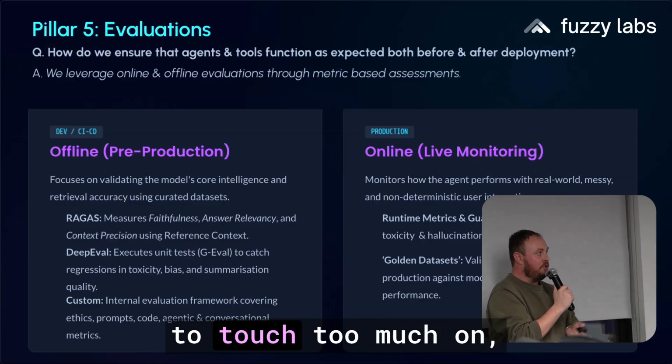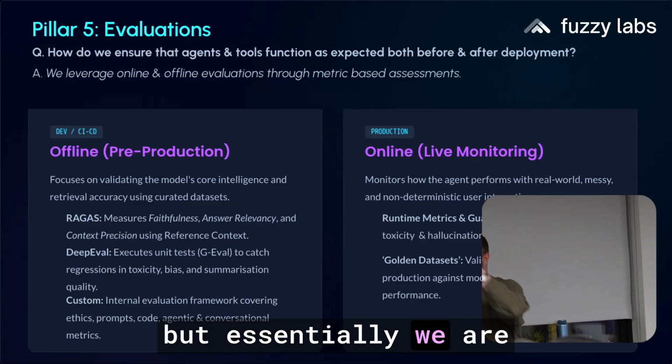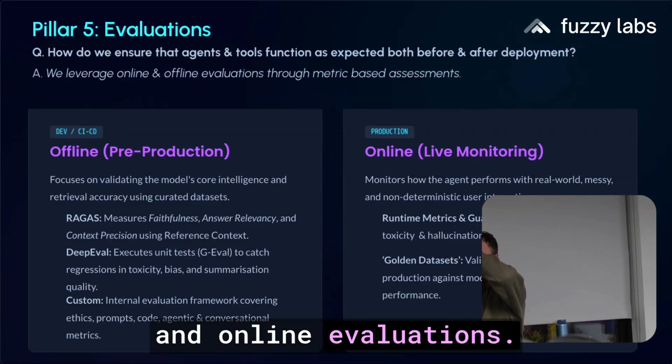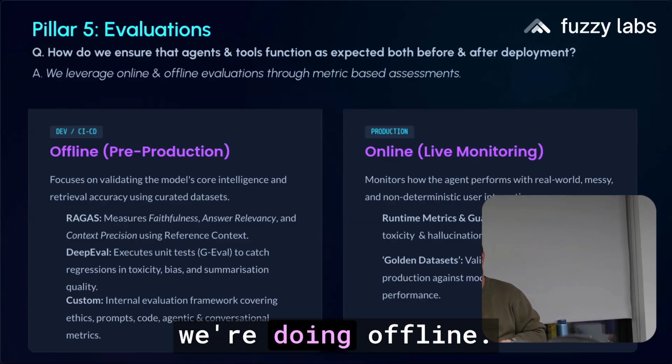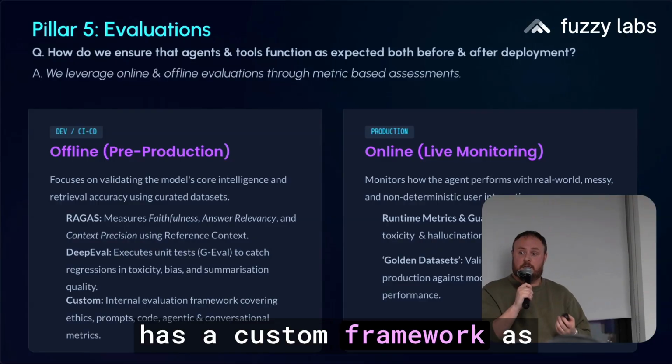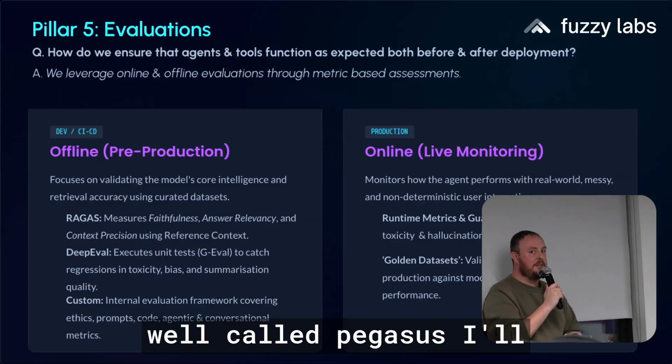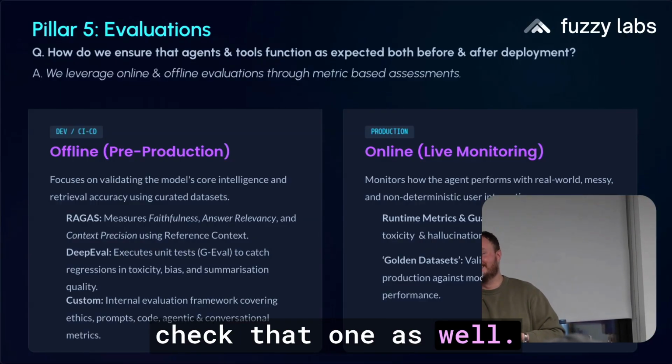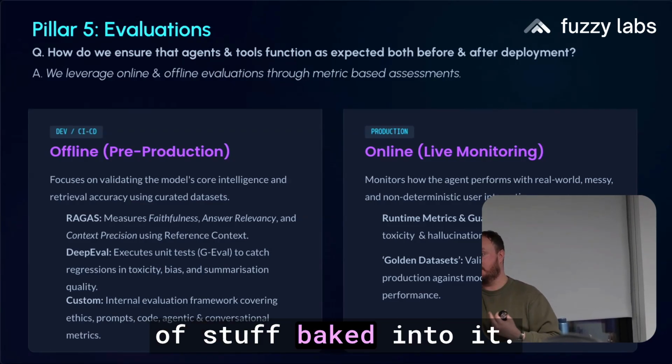Evaluations, I'm not going to touch too much on, but essentially we are trying to run offline and online evaluations. There's a range of things we're doing offline. So we're using Ragas, we're using DeepEval. Lloyd has a custom framework as well called Pegasus. I'll check that one as well. But essentially it has a load of stuff baked into it.